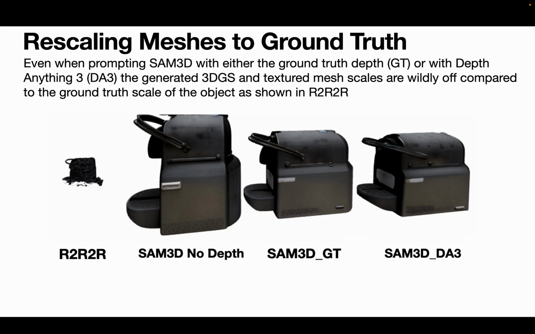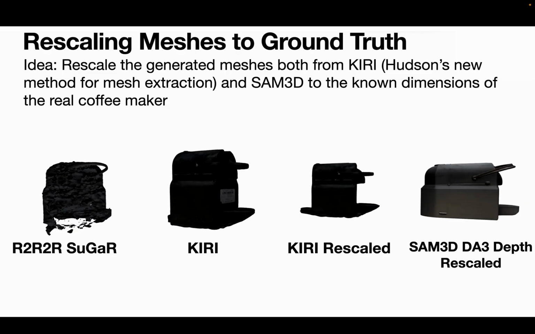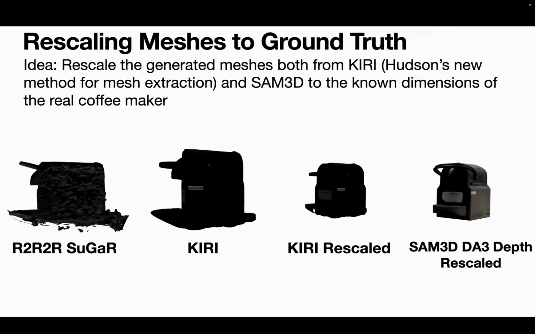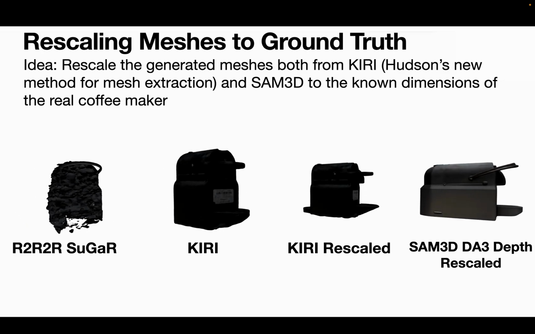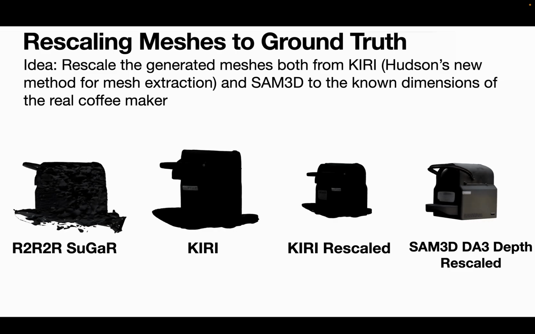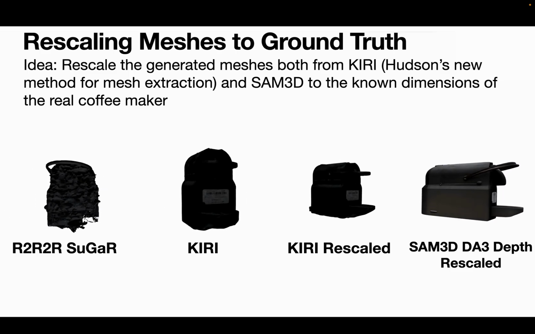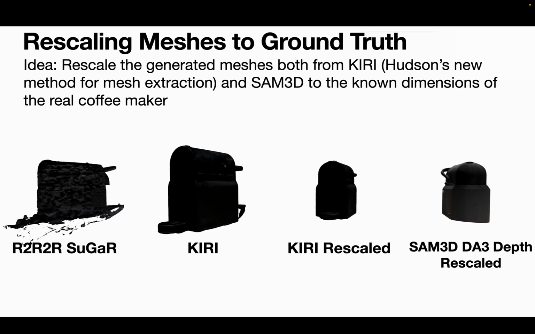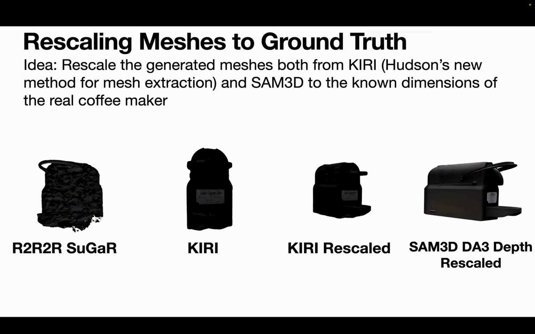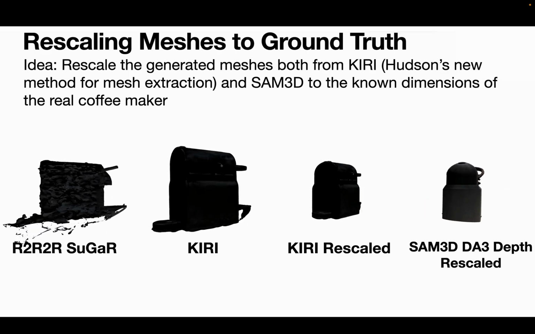So an idea though is, okay, what if we actually rescale them to the ground truth? Since we know the ground truth dimensions of the coffee maker, we can actually just rescale these meshes to this amount. So I did that both for SAM3D meshes and also for Curie, which was the new approach that Hudson found, which also allows you to pass in multiple images of a scene and it will reconstruct the textured mesh.